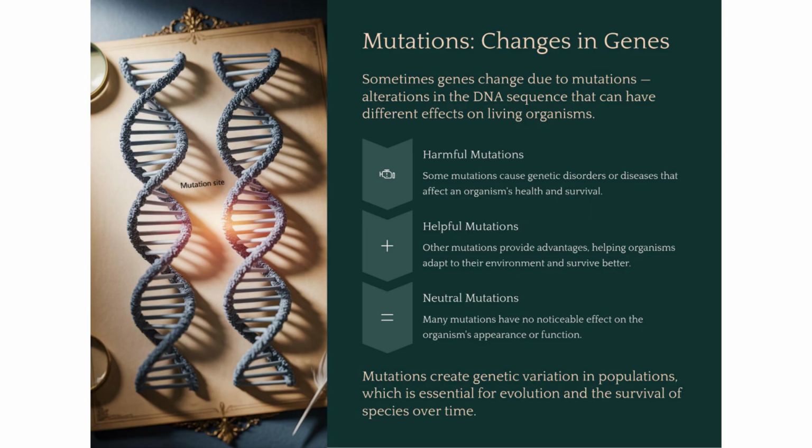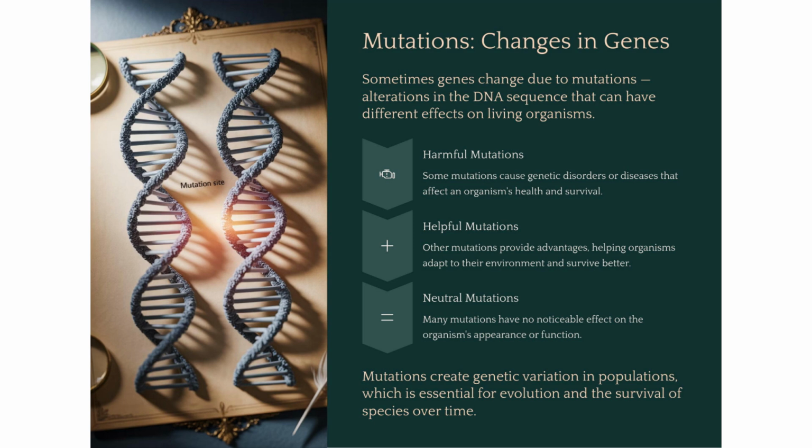In asexual reproduction, one parent makes offspring that are identical copies. This happens in bacteria, some plants, and simple animals. In sexual reproduction, genes from two parents mix together. This creates genetic variety, which is why siblings can look different.